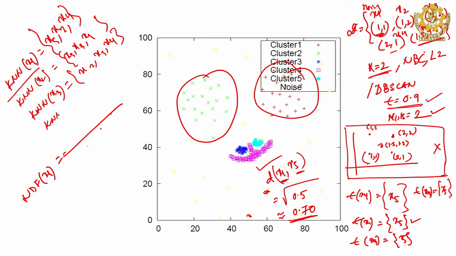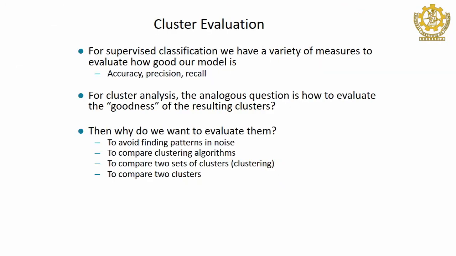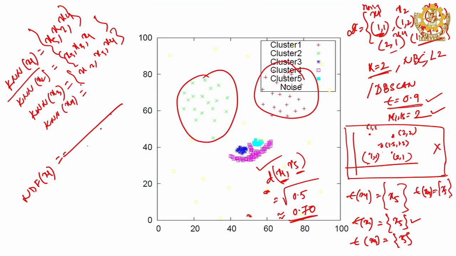Then KNN of x4. x4 is which point? (2,1). So, it will be (1,1), which is x1, x5, (2,2), x3. And KNN of x5 is all the other points. So, KNN of x5 is x1, x2, x3 and x4.